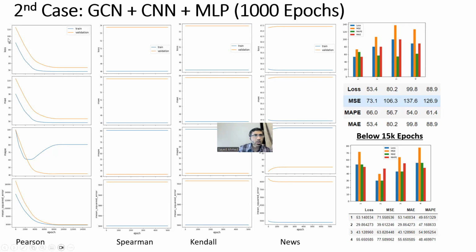Now you can see again, validation follows training, but sometimes, I think for mean absolute percentage error, it overperformed. Here it is not following as much, but overall the data still looks better in these cases: Pearson, Spearman, Kendall, and News. So let's see for 1,000 epochs. I'd say Pearson performed best, then Spearman, then I believe Kendall, and then News.